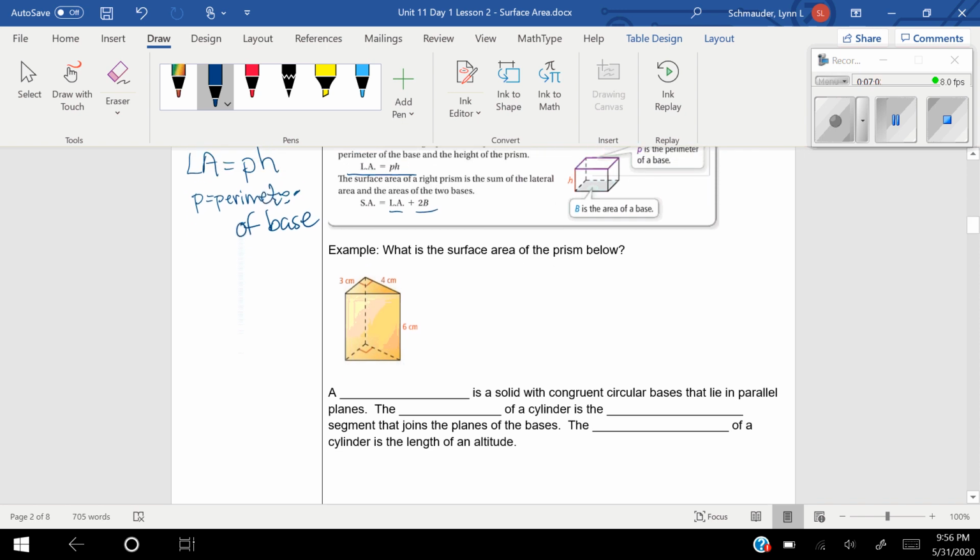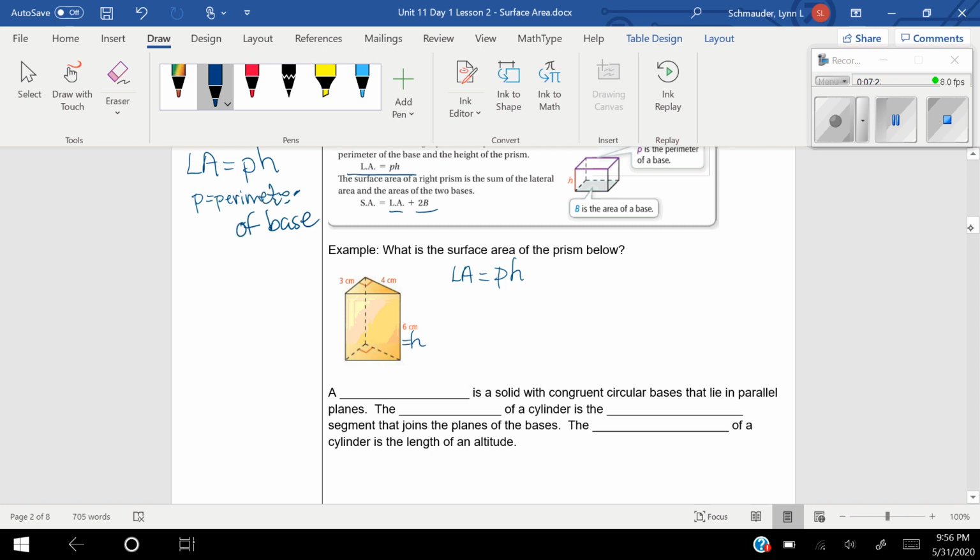So let's take an example here. What is the surface area of the prism below? Okay, well, let's find the lateral area first. The lateral area equals the perimeter times the height, and we know this is a right prism, so we know the height is 6 centimeters. And so let's find the perimeter of the base.